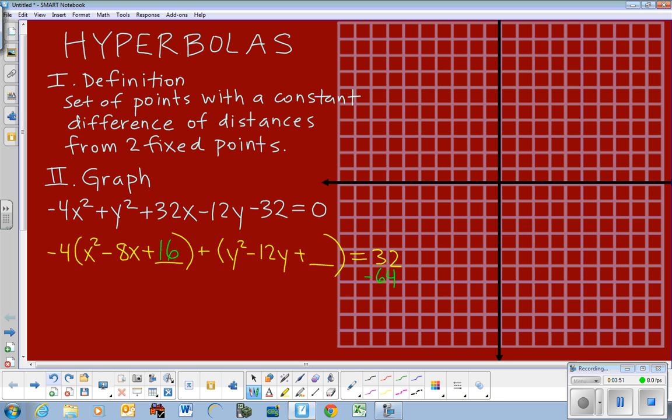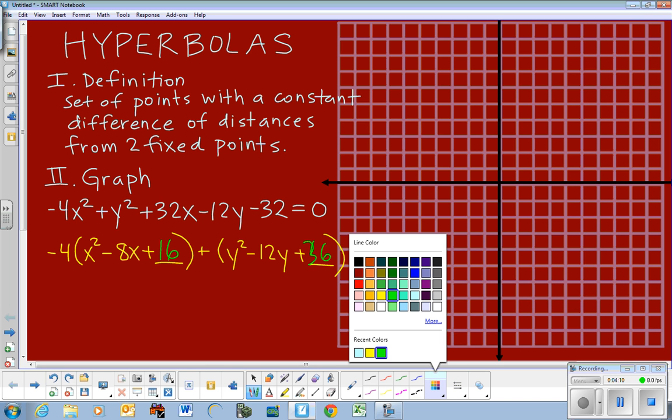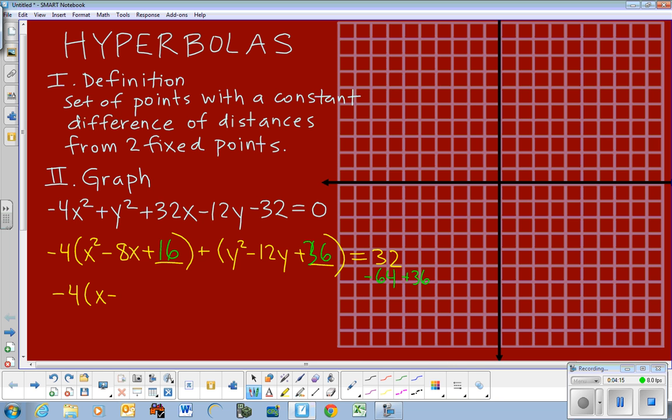Don't forget that. Okay, so now your other one, half of negative 12 is negative 6. Negative 6 squared is 36. So I'm going to add 36 to the right-hand side as well. Now I'm going to write it with completed squares. This on the left should be negative 4 times quantity x minus 4 squared plus quantity y minus 6 squared equals, and let's see, 32 and 36 minus 64 should be 4.